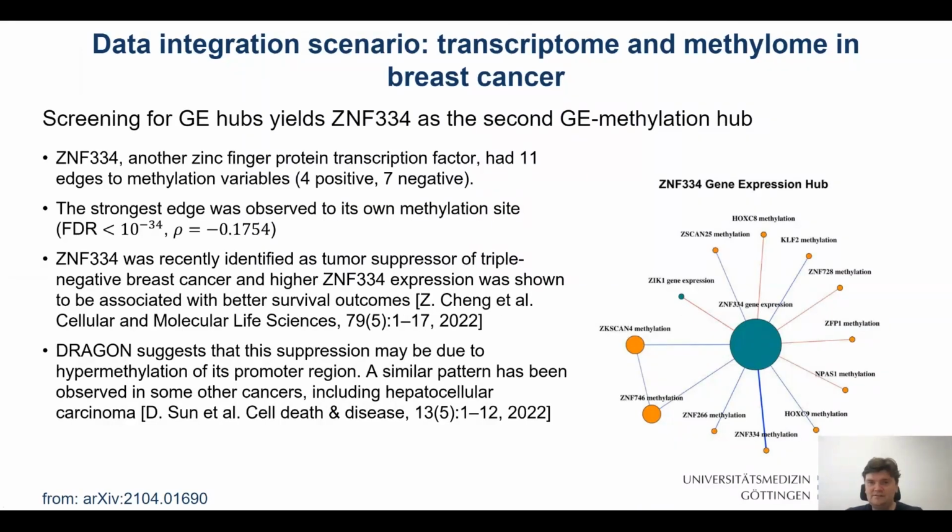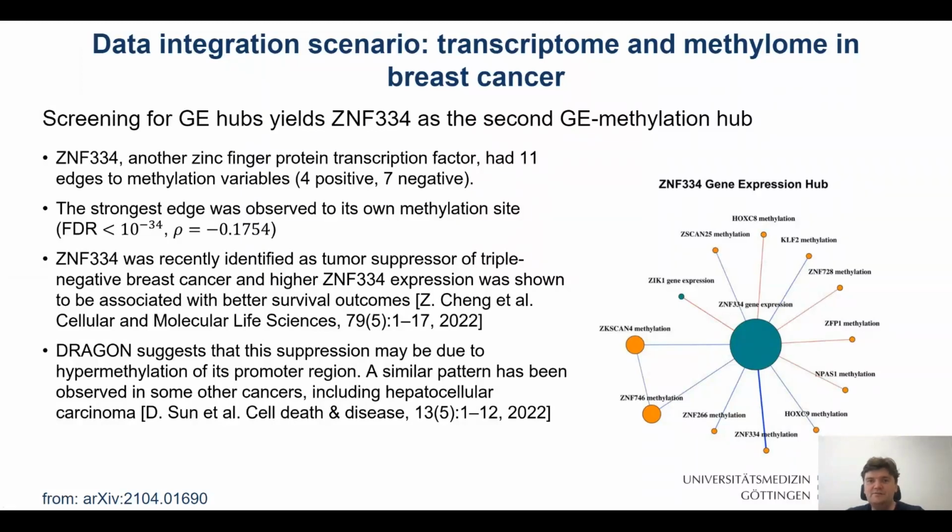The next one in this list of hits was again a zinc finger protein. It also connected to 11 different methylation sites. Again, it's controlled by its own promoter methylation. And nicely, ZNF334 was also identified as a tumor suppressor in triple-negative breast cancer.